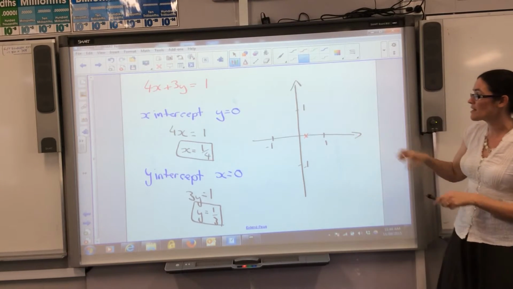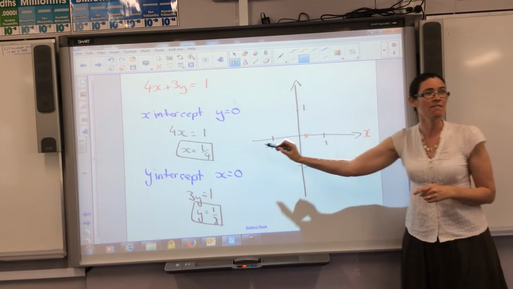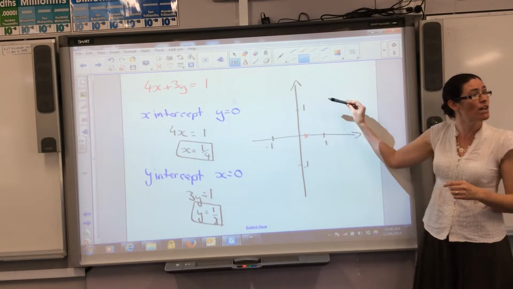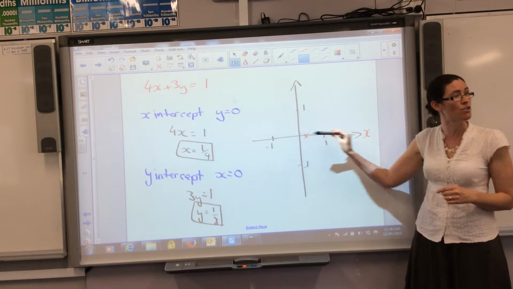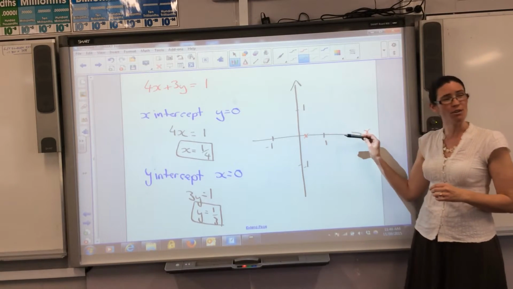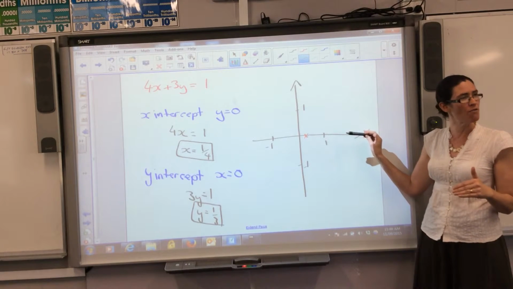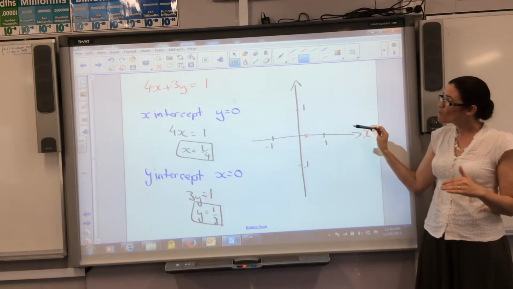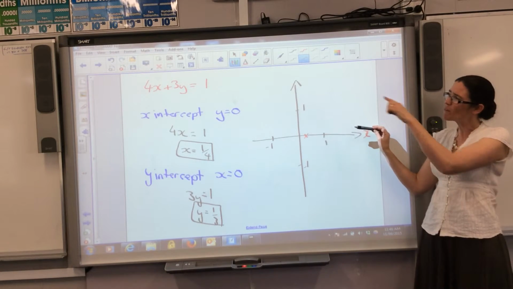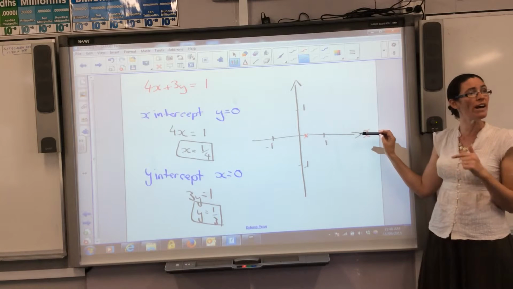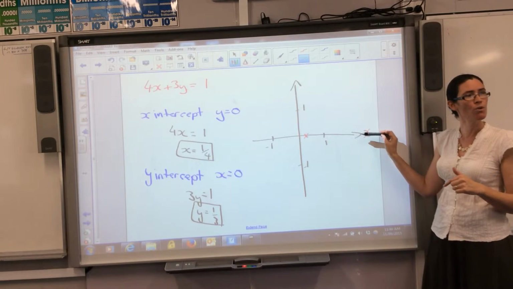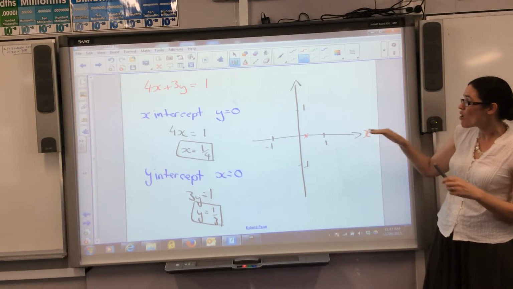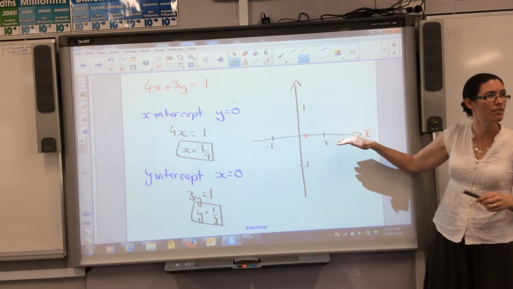So look at your x-axis. Anywhere on your x-axis, you haven't gone up or down, have you? You've just gone across. So if you've only gone across, you cannot have a y value anything other than 0, because you haven't gone up or down. So what we're saying is in our equation, if we put y as 0, we know what the x value is on this line. Because on this line, y must be 0.